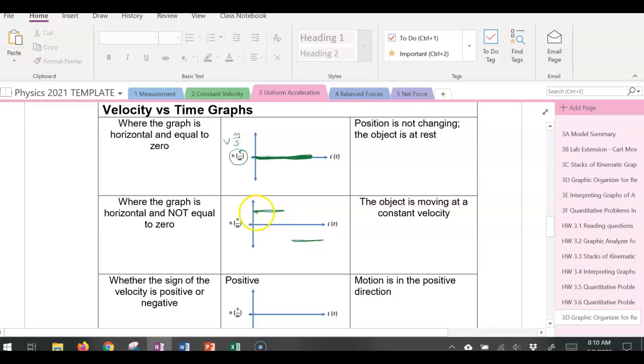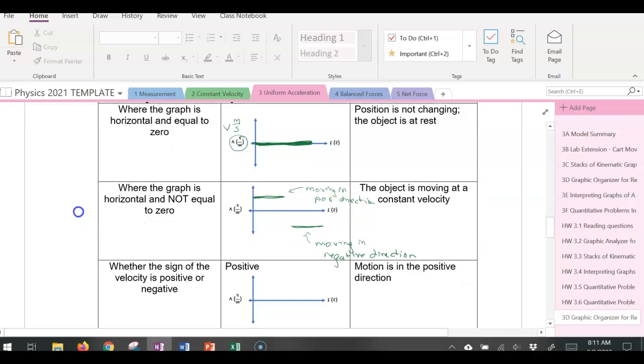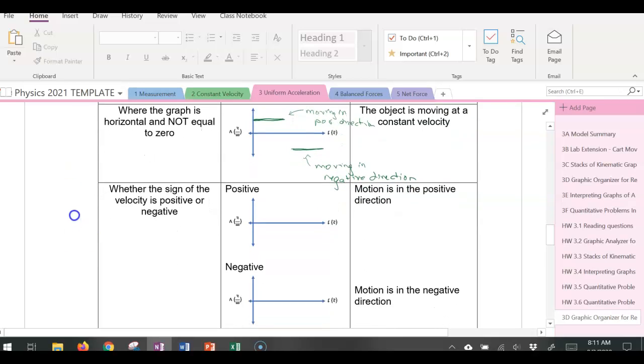What about if the graph is horizontal but it's not equal to 0? And it could be either a positive value, which means moving in the positive direction, or it could be a negative value, which would be moving in the negative direction. But as long as the velocity versus time graph is horizontal, you know that the velocity is constant, so the speed is not changing.